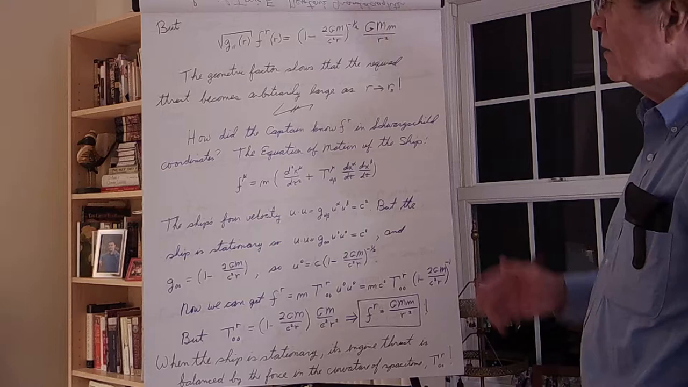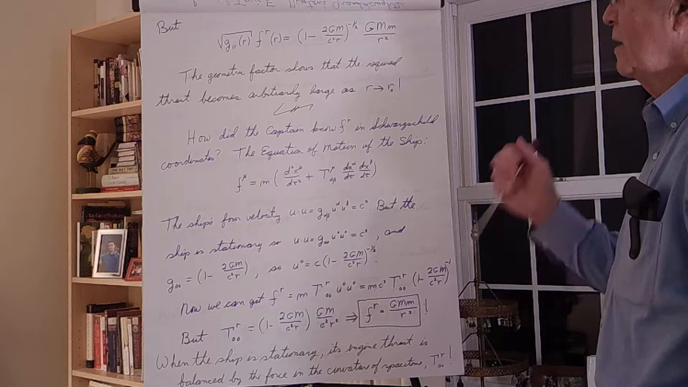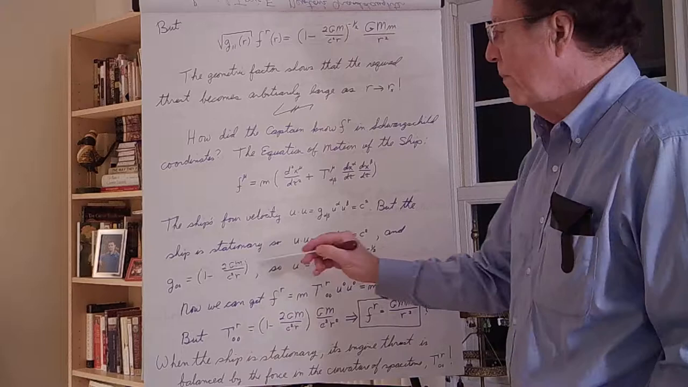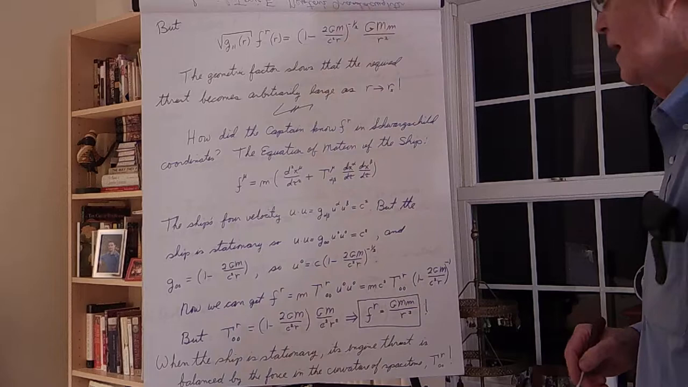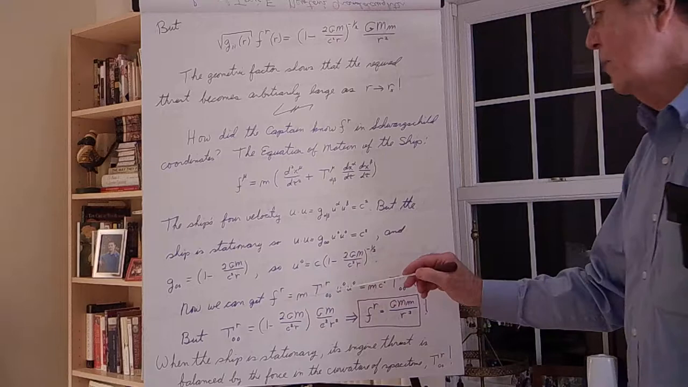So that's what she writes down. Okay, but now she wants to apply it to her situation. Her ship's forward velocity is just given by this. Okay, but the ship is stationary. Okay, that's by definition. She set F in such a way that it's going to stay stationary. So u dot u is just g zero zero u zero u zero. That's equal to c squared. Okay, and then I know from my Schwarzschild metric that g zero zero is equal to this. It's the one that goes to zero at the event horizon. And so I see that u naught is just 1 over the square root of that.